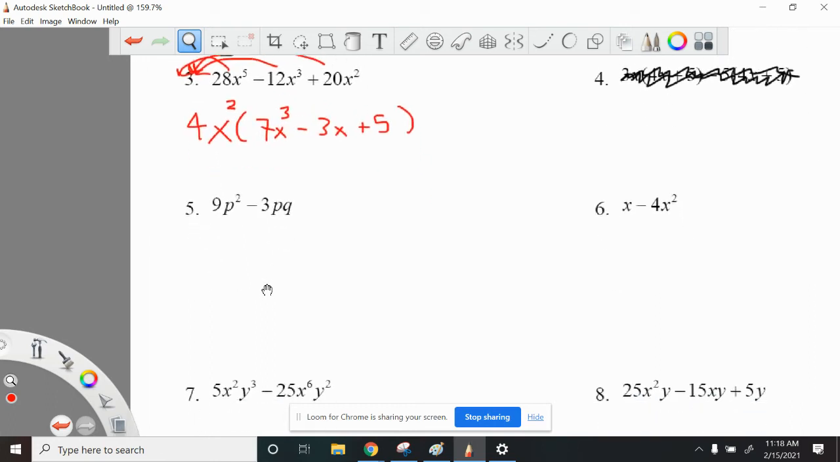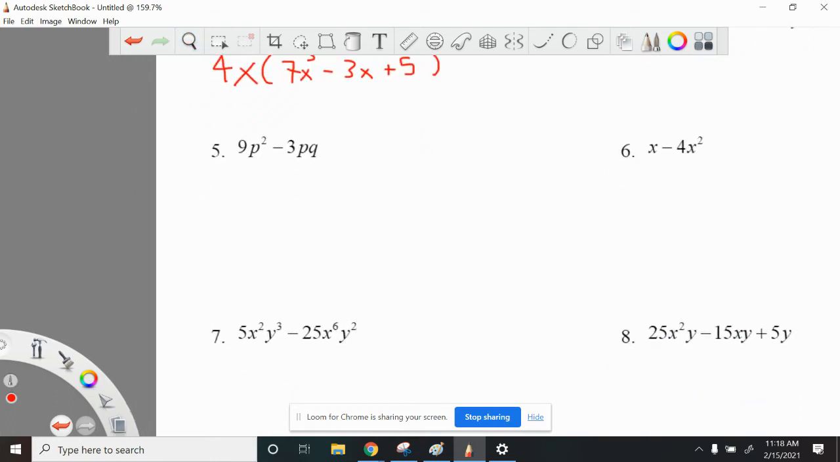Number 5. For number 5, we have multiple letters going on here. We have P's and Q's. So when we're doing this, we want to handle it one thing at a time. And so let's start with numbers. If we've got 9 and 3, what's the most we could take out of there number-wise? 3. Absolutely correct. Now, what about letters?